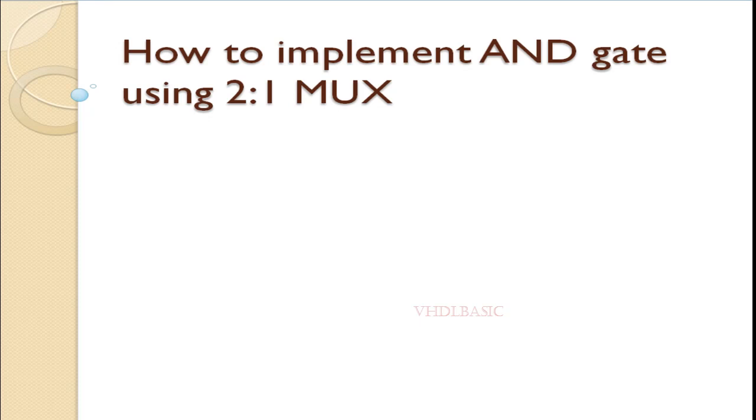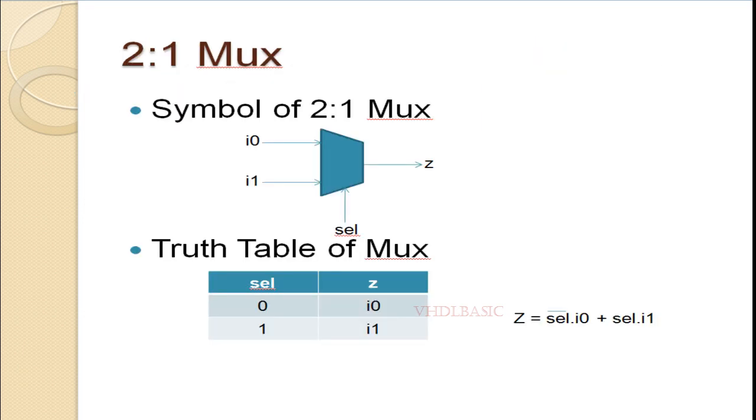Today we are going to see how to implement AND gate using 2-to-1 mux. This is the simple diagram of 2-to-1 mux where I0, I1 and select are the input, Z is output. Now look at the truth table of mux. If select is 0, I0 will be assigned to output Z. If select is 1, I1 will be assigned to output Z.